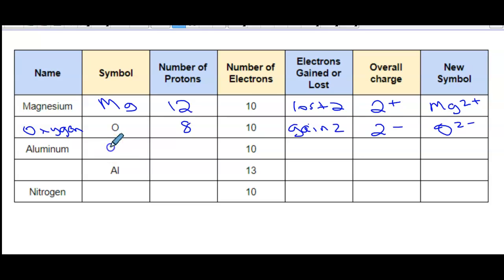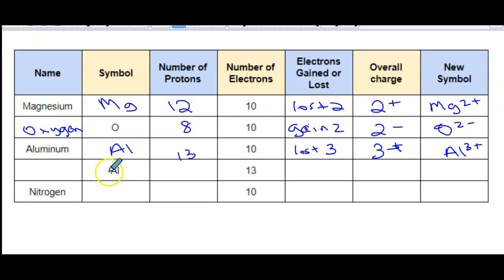Aluminum is Al. It has 13 protons and 10 electrons, so it has lost 3. So it's going to have a 3+ charge. So it's going to be Al 3+.